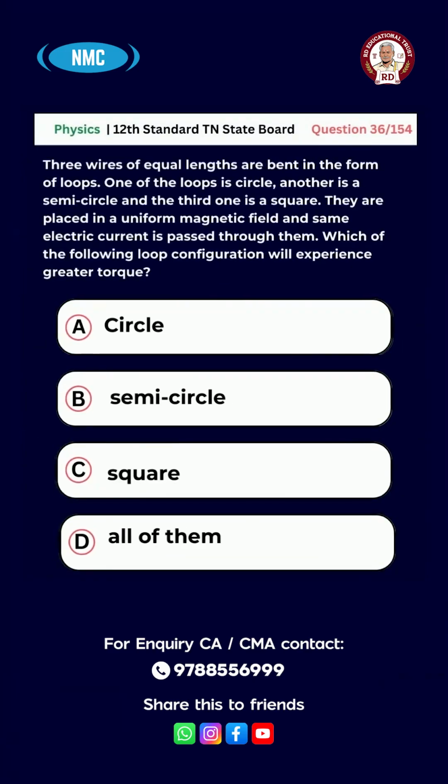Question number 36. Three wires of equal lengths are bent in the form of loops. One of the loops is a circle, another is a semicircle, and the third one is a square. They are placed in a uniform magnetic field and the same electric current is passed through them. Which of the following loop configurations will experience greater torque Q? Option A, circle; B, semicircle; C, square; D, all of them. And the right answer is option A, circle.